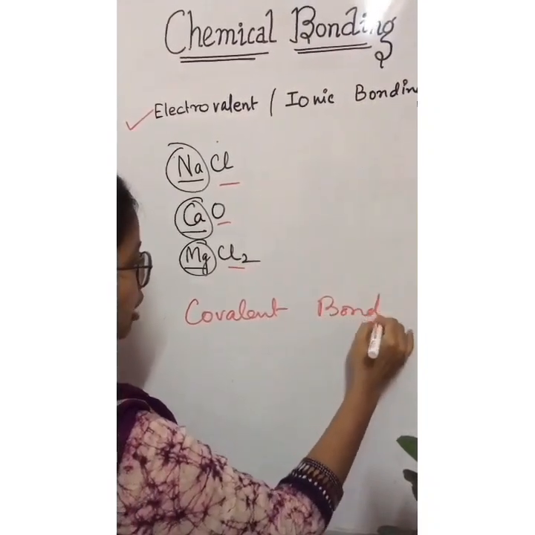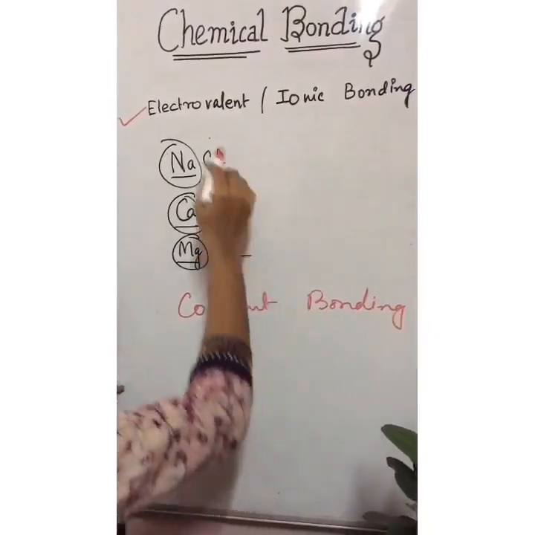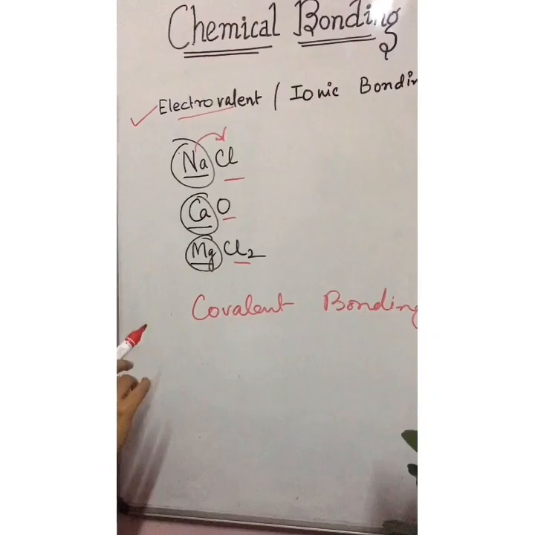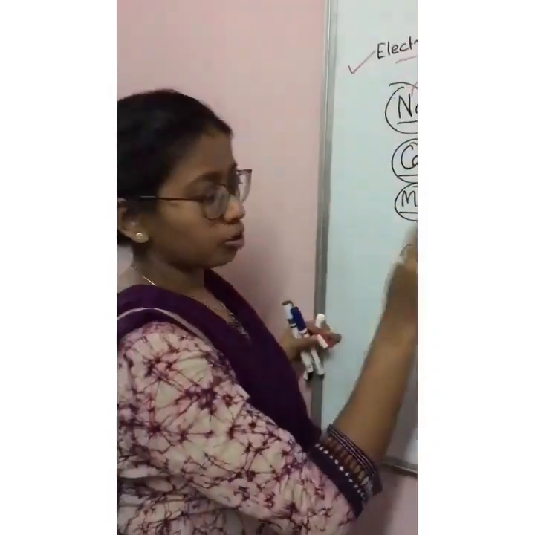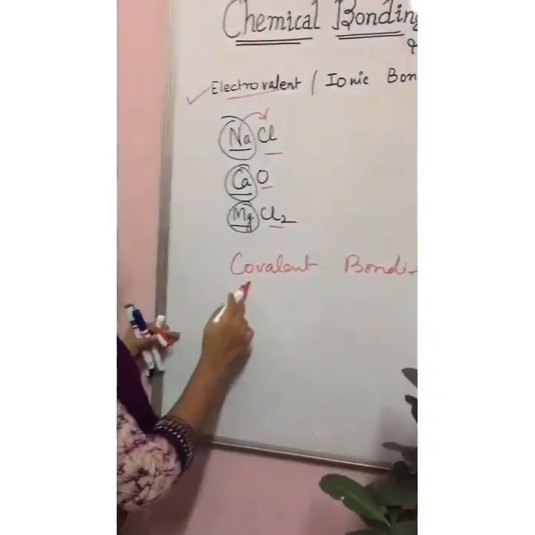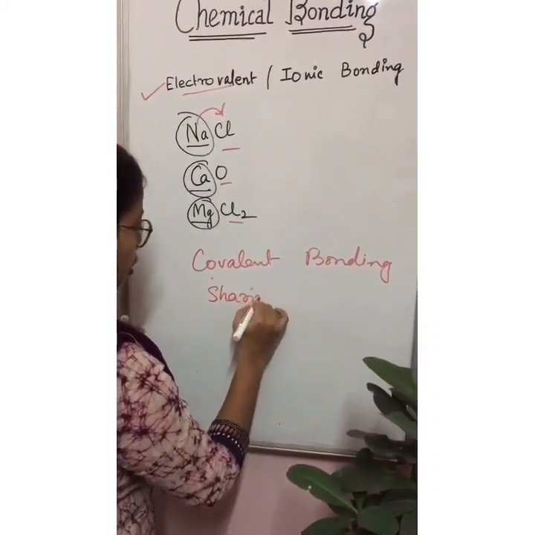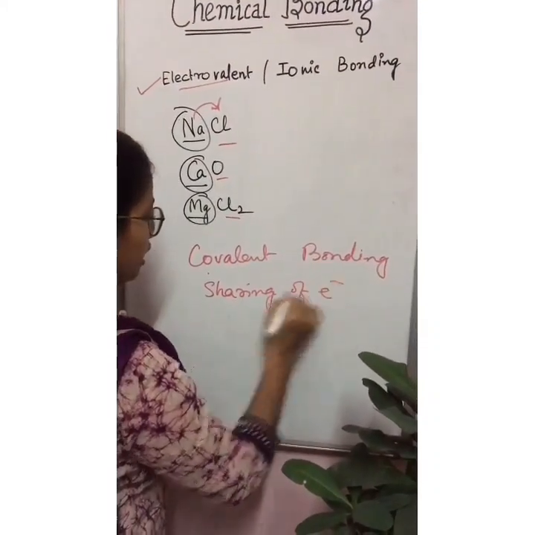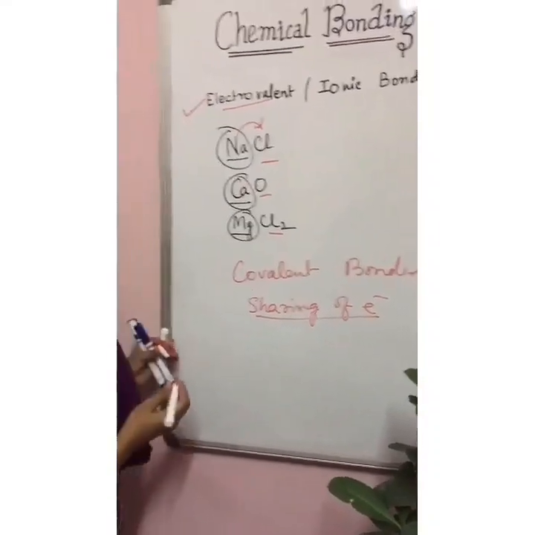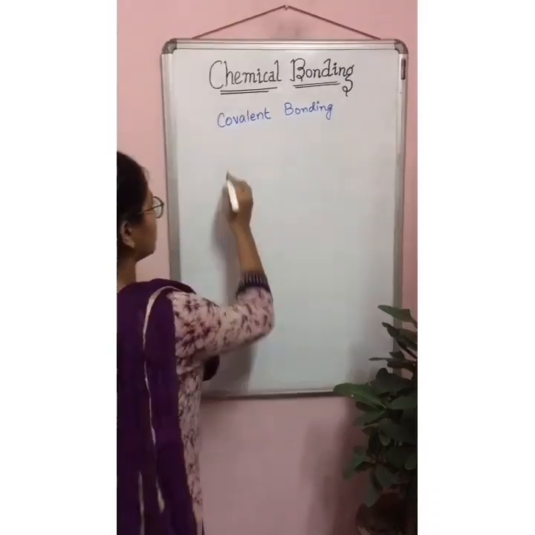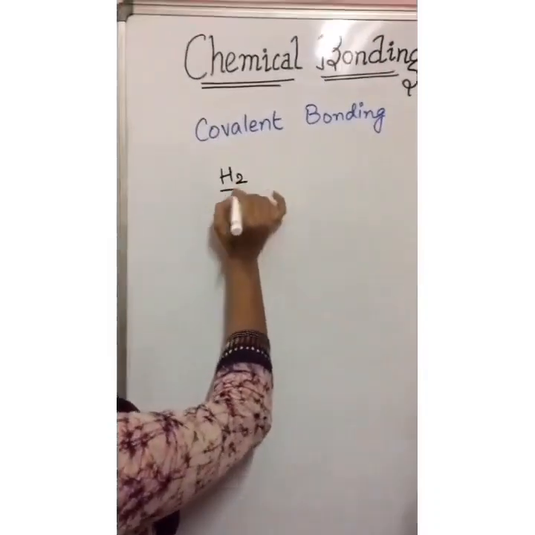Okay. Now this bonding is formed... Previously, electrovalent bond was formed due to complete transfer of electron from the metal to the non-metal. Now covalent bonding is formed by the sharing of electron. This is a very important term: sharing of electron between a pair of non-metals. Okay. The first example which we see is the formation of the hydrogen molecule.